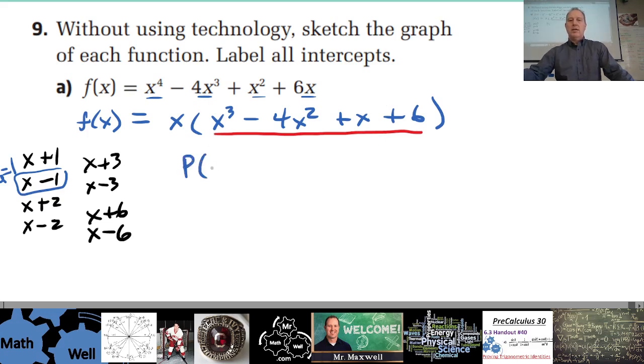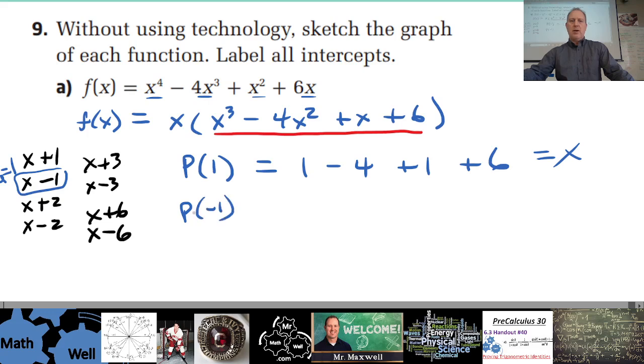So I'm going to put in p of 1, and what do I get? 1 minus 4 plus 1 plus 6. That's 2 minus 4 is negative 2 plus 6. Does that equal 0? Doesn't look like it. Okay, let's try negative 1. That's the next easiest one.